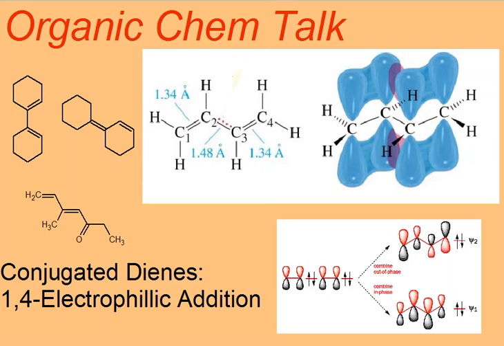So let's move on to conjugated diene chemistry and look at one of the big organic mechanisms for the chapter, 1,4 electrophilic addition.